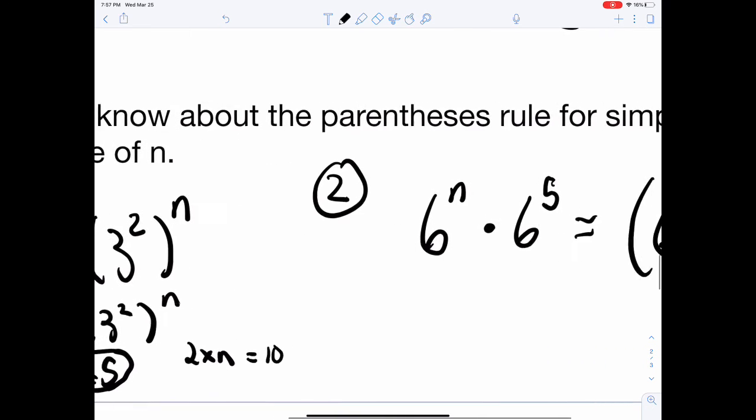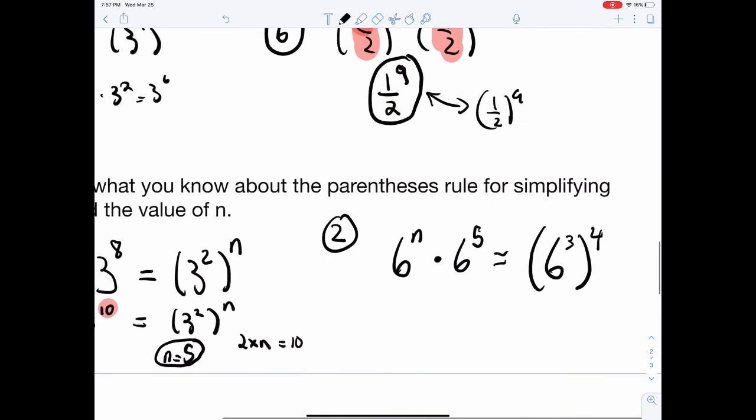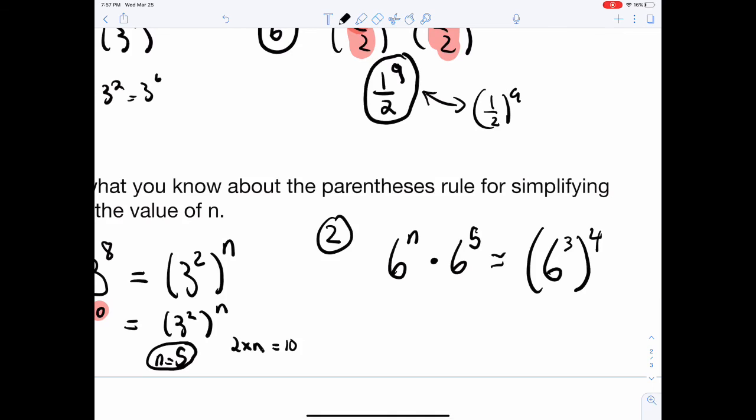All right, number 2. You can pause it if you want another crack at this. Looking at the right side, I know I'm going to simplify what I can first, so this is going to be 6 to the 12th. Over here, I'm left with 6 to the n times 6 to the 5th. I'm going to be using the product rule, so these exponents are going to be added together. I want it to make 12, so n is going to be 7.